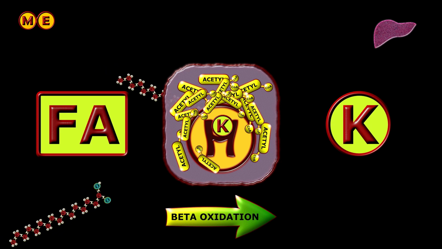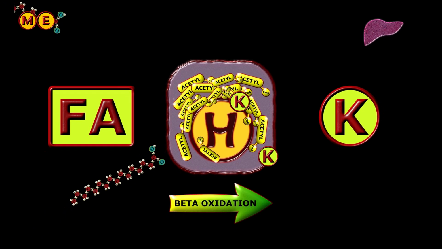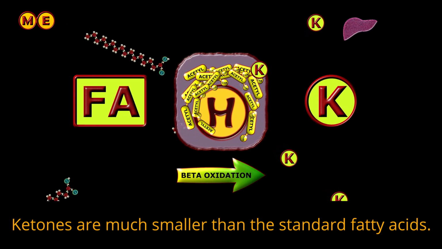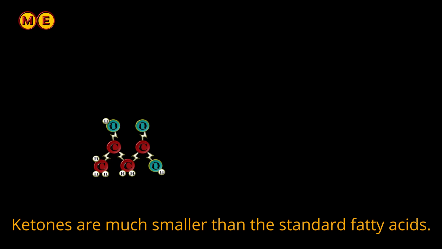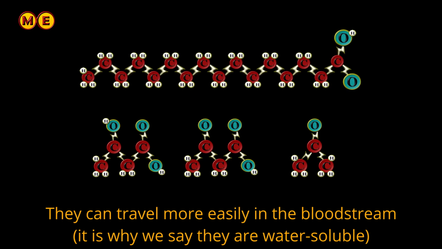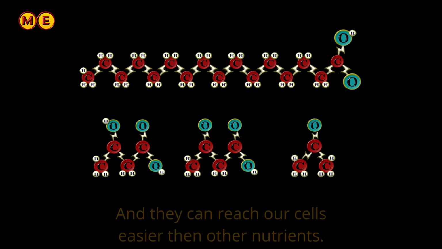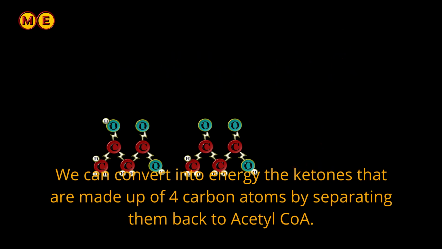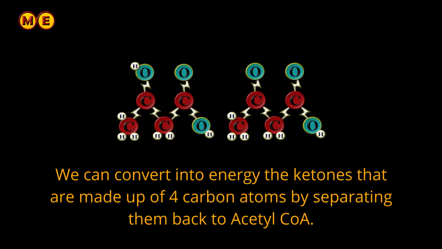Ketones then enter the bloodstream and can be used by the cells in other organs. Ketones consist of short chains of 4 or 3 carbon atoms, and they are much smaller than the standard fatty acids. They can travel more easily in the bloodstream, and that's why we say that they are water soluble. They also can reach our cells easier than other nutrients. We can use for energy the ketones that are made of 4 carbon atoms by separating them back to acetyl-CoA.